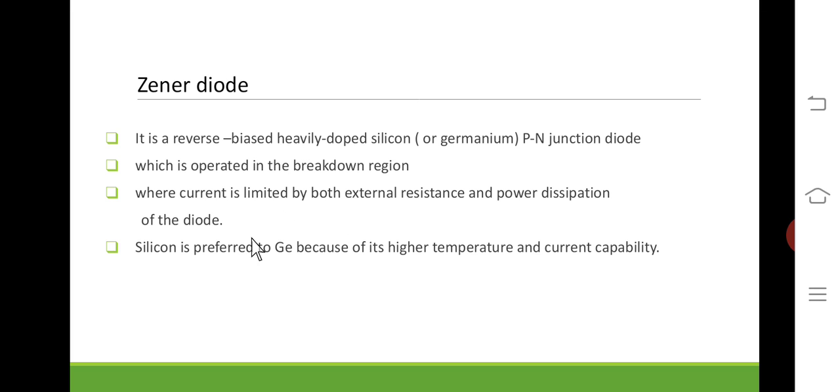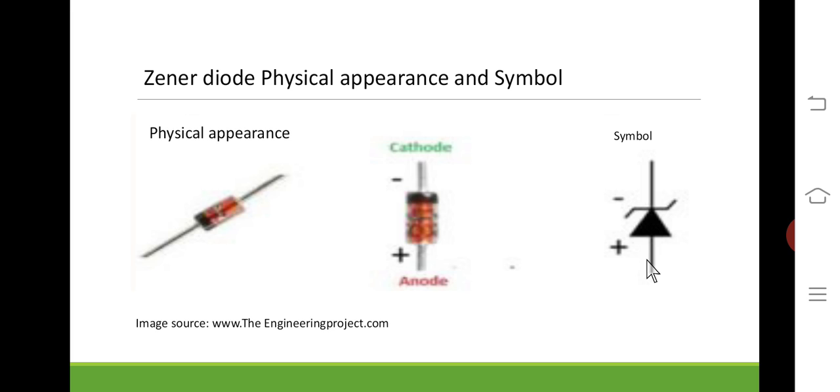Here, current is limited both by the external resistance and the power dissipation of the diode. In the construction of the Zener diode, silicon is preferred because of its higher temperature and current capability.